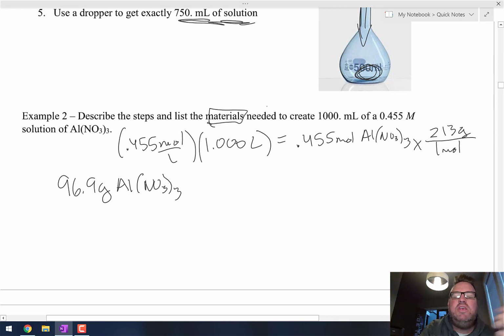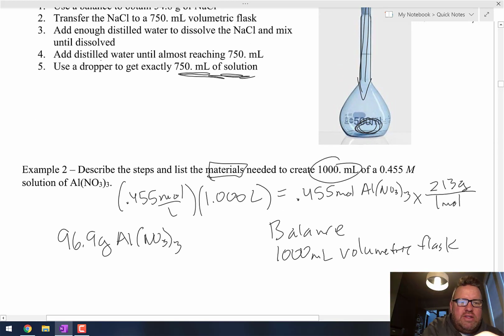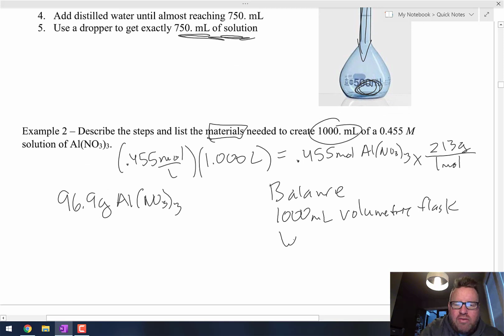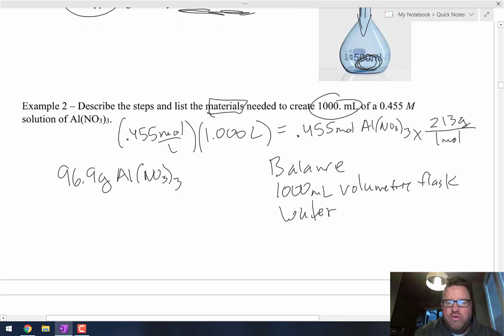So certainly one of it says list the materials. One of the materials I'm going to need is I'm definitely going to need a balance, because I have to weigh that aluminum nitrate. Okay, I'm definitely going to need a 1,000 milliliter volumetric flask. Okay, and then even here it talks about I'm definitely going to need some water. I don't know if that's a material or not, but we're definitely going to need some water. Okay, and then at the very end you can basically use a little eyedropper to get that last little bit so that the bottom of that meniscus is on that line.